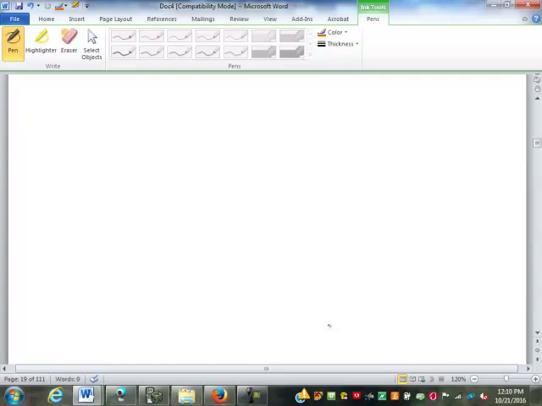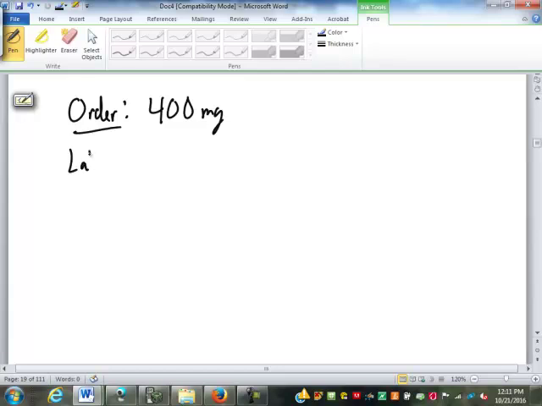So now let's take that into a medical situation, where your doctor orders 400 milligrams of medication. The label tells us that it is constituted at, let's say that it is 20 milligrams in 3 milliliters.